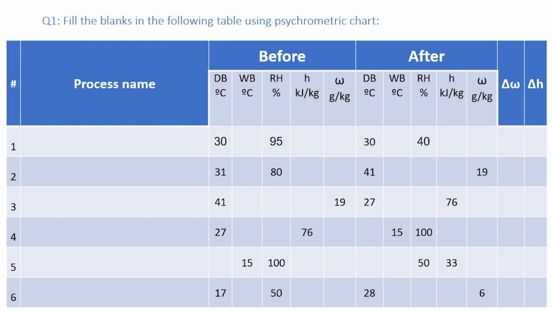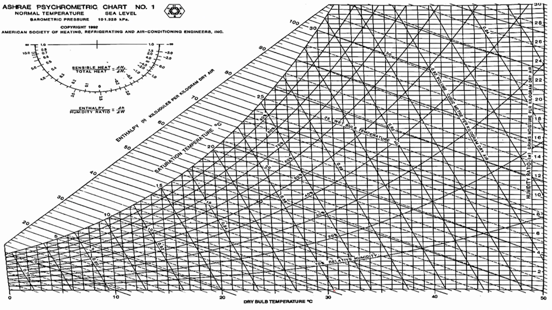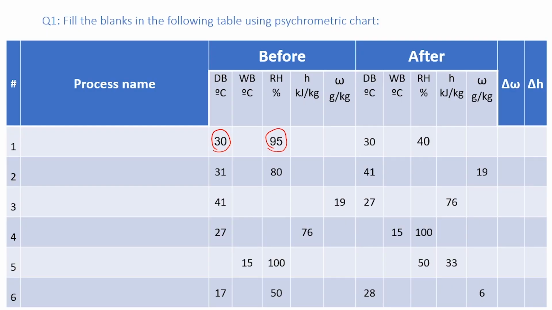So for the first process, the first point is dry bulb 30 degrees Celsius and relative humidity 95%. So this is the 30 degrees Celsius dry bulb line crossing with the 95% relative humidity. So we can find out how much enthalpy here. Also the wet bulb, we have this is 30 and this line is 29, so it is around 29.4 degrees Celsius. Finally, we go to the right horizontally to find out how much omega in gram per kilogram dry air. So we write down the data.